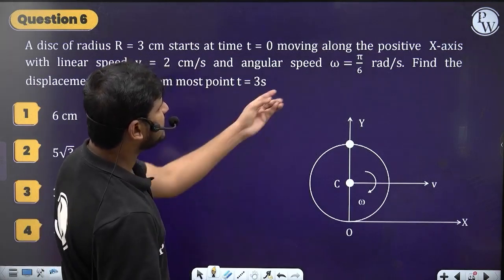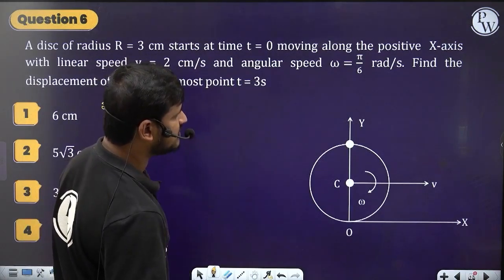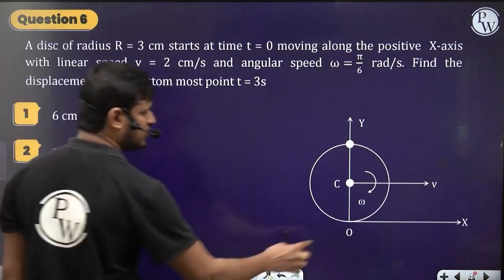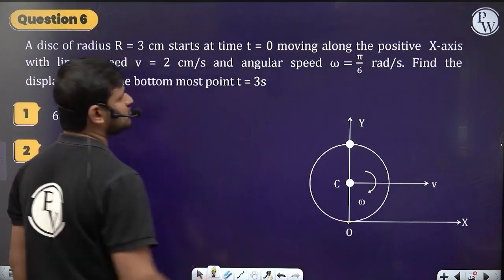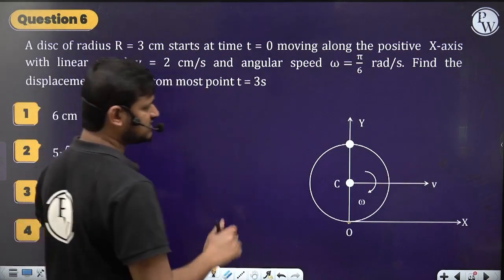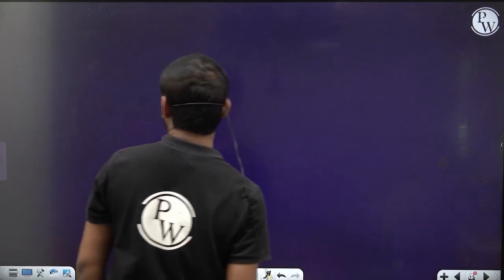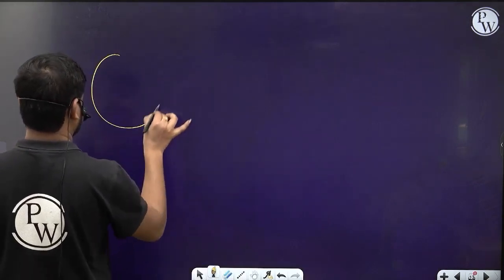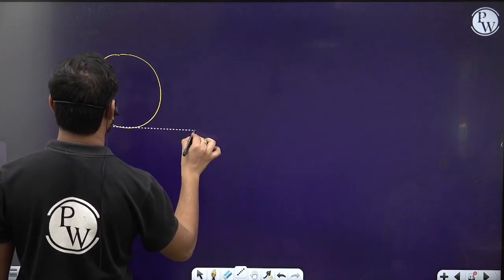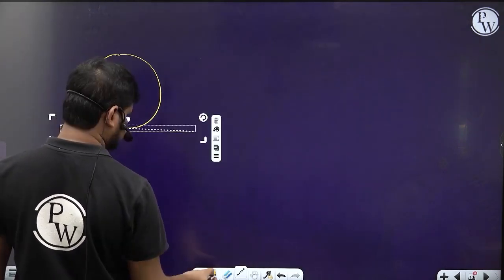So angular speed omega is equal to pi by 6. Find the displacement of the bottommost point at t equals 3 seconds. First, try to understand the question. What are they saying? Initially, the wheel is here, on the x-axis like this.